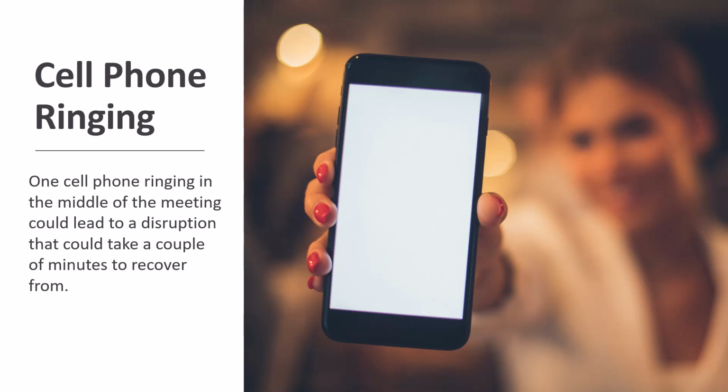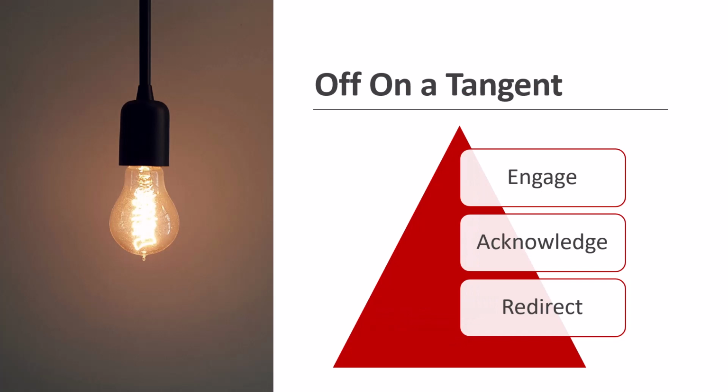One cell phone or PDA going off in the middle of the meeting could lead to a disruption that could last a couple of minutes. You can reduce this type of disruption by almost 100% by just mentioning it at the beginning of the meeting and providing reminder signs.